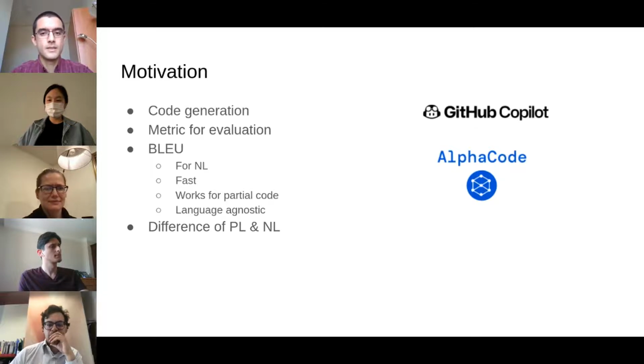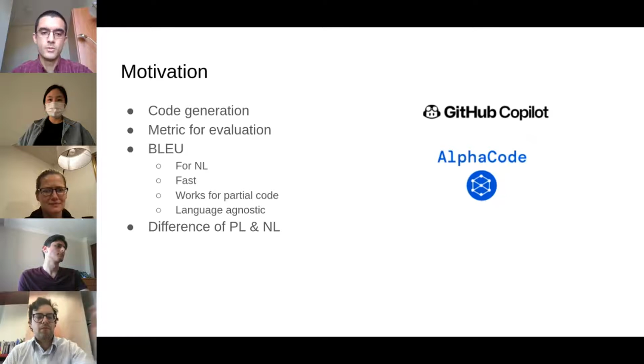There are some reasons and features of BLEU. One of them is that it's really fast to calculate. It also works for partial code that is syntactically incomplete or doesn't compile or run. And it's language agnostic, so any piece of code that can be tokenized can also be evaluated with BLEU.